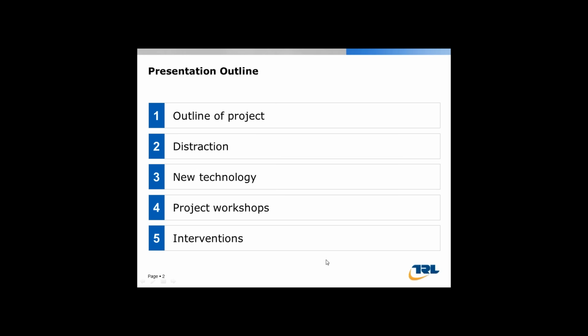So the project, I'll just do a brief outline of the project and then discuss a little bit about distraction and in particular the impact of new technology such as information and communication systems on distraction. I'll describe two project workshops which we've had and then begin the discussion on interventions that may help to reduce distraction or the impacts of distraction.